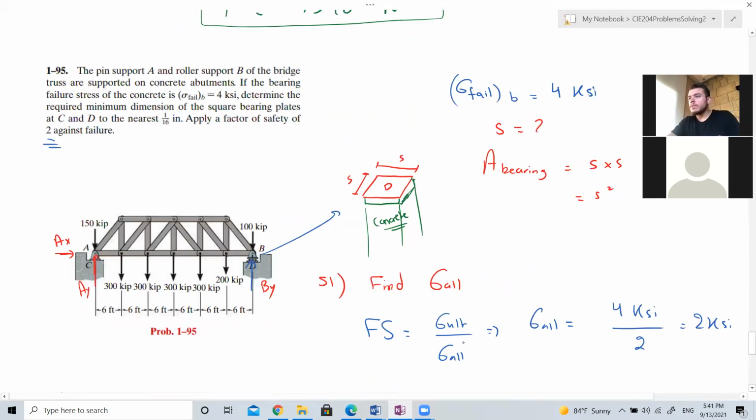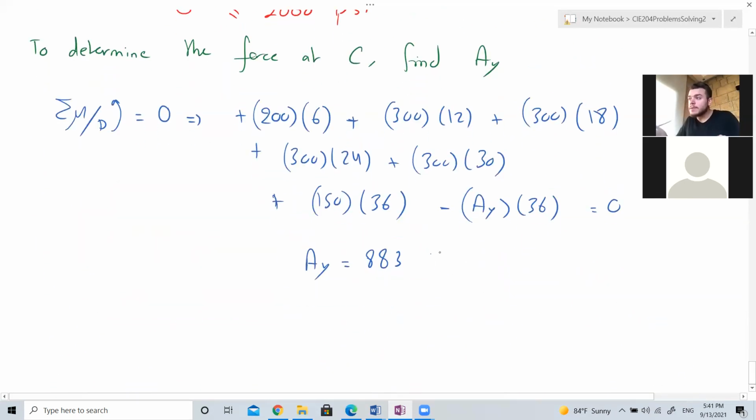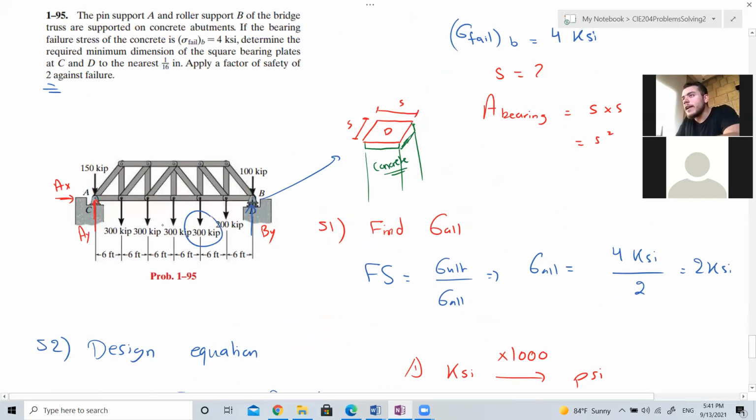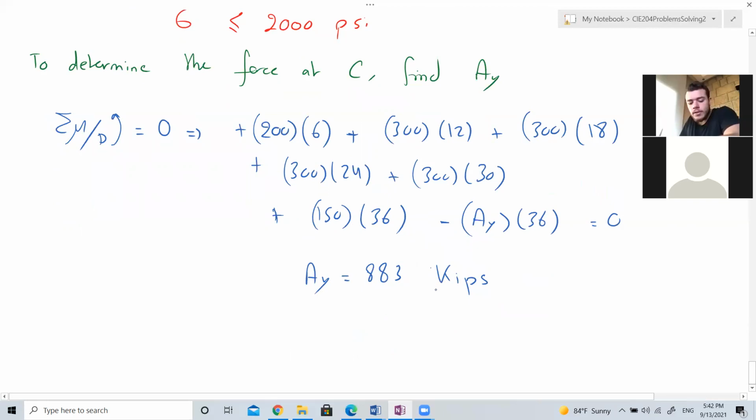Careful, not pounds, kips, because the forces here are in kips. AX I don't need to find. AX is 0, Hassan, because you don't have any force in the x direction. If you do summation of x equal to 0, you get AX is 0. So AY turned out to be 883.333 kips.